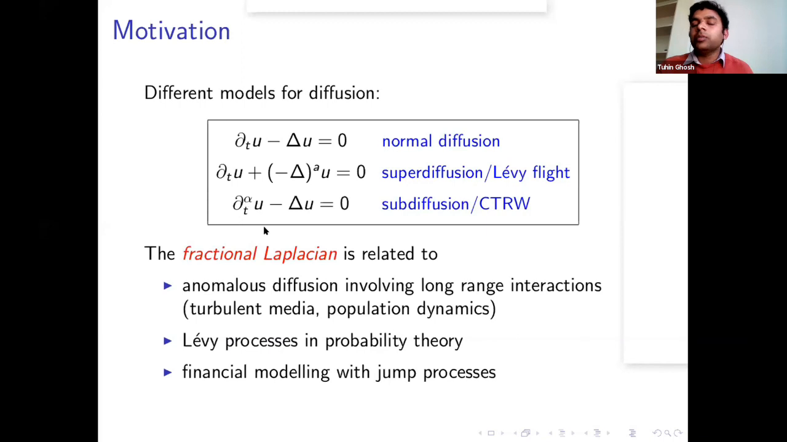This is also known as the Caputo derivative, because it's a one-dimensional thing. And then this is very much useful in understanding the diffusion process, which involves long range interactions. As you can see, this kind of operator interprets non-local phenomena, or the interactions between one point and any point far away.